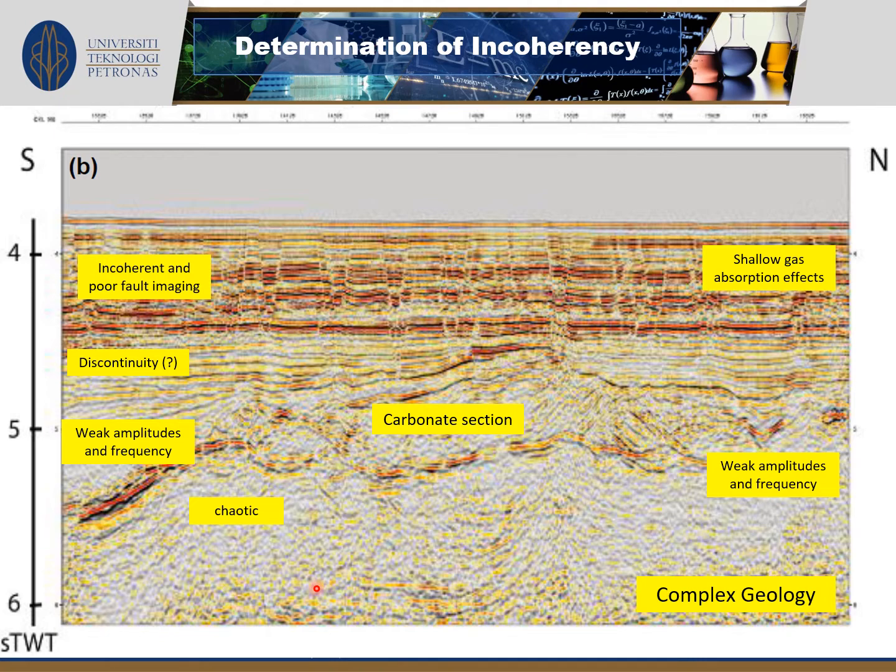Geologically, Sabah basins are very influenced by the tectonic activities, for example, the subduction and collision that happened during the Miocene times. And here we can see the weak amplitudes and frequency. Same goes to this section over here.